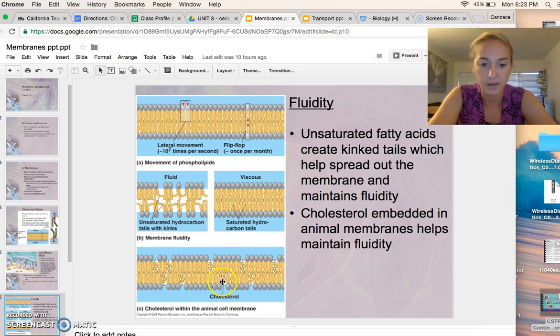Cholesterol is also embedded in the membrane. That's this picture on the very bottom. Okay, and the cholesterol also helps to maintain the fluidity. It gives it structure, it creates more space in the tails of the membrane, which allows it to be more fluid.